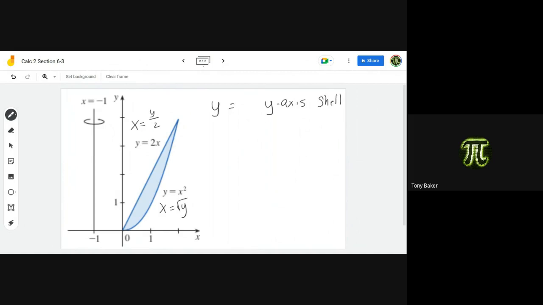Honestly, this method's probably going to be easier for this. The equations are 2x and x squared, probably going to be easier to work with than a fraction and a square root. But it doesn't matter. Sometimes you're going to have to make the decision on which one you find easier to work with. If you're really good at the disk method and you can switch into the disk method, do the disk method. That's fine. Like I said, I'm not going to have a question on the test that says you must use the disk method or you must use the shell method.